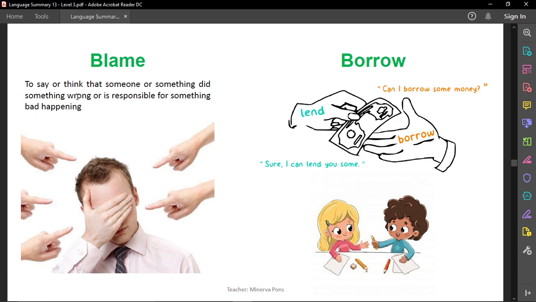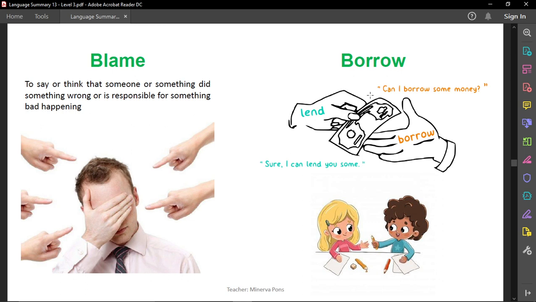Blame. To say or think that someone or something did something wrong or is responsible for something bad happening. When you blame someone, it's to say, okay, it's his fault. This bad thing happened because of him or her. Borrow. Can I borrow some money?